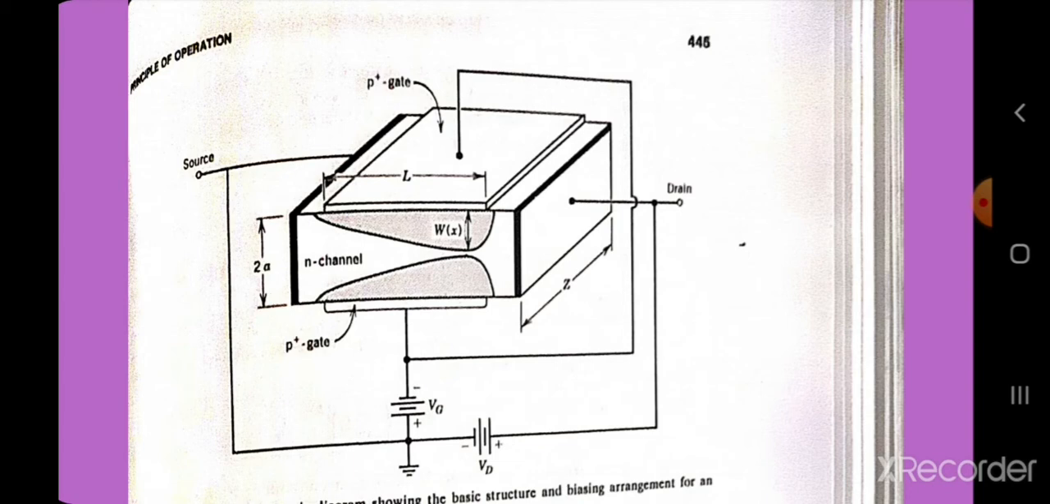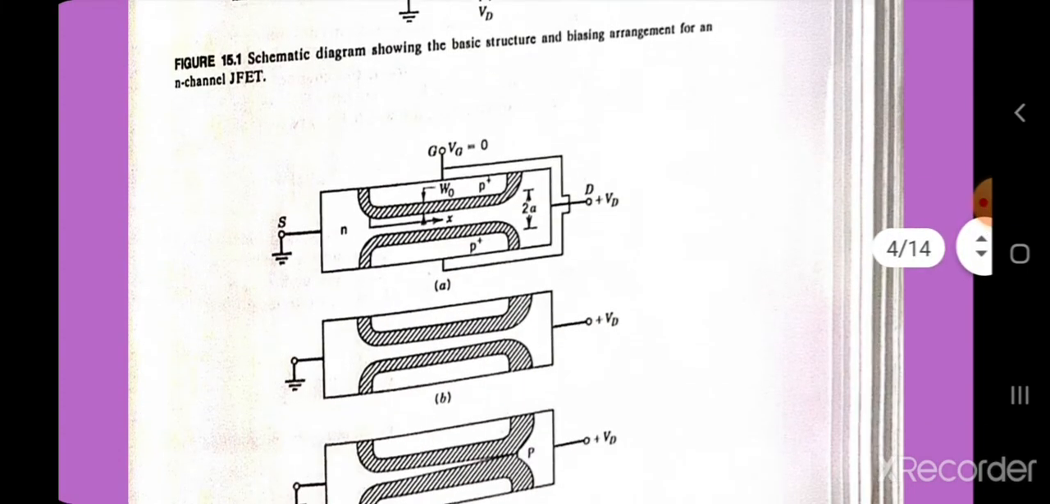When the gate is reverse biased with respect to the source, the widths of the two depletion regions increase. Consequently, the cross-sectional area of the channel is reduced and its resistance is increased. Thus, JFET is basically a voltage control resistor whose resistance can be varied by changing its bias between the gate and the source. In order to understand the principle of operation of this device, let us consider the idealized structure as we have shown over here.